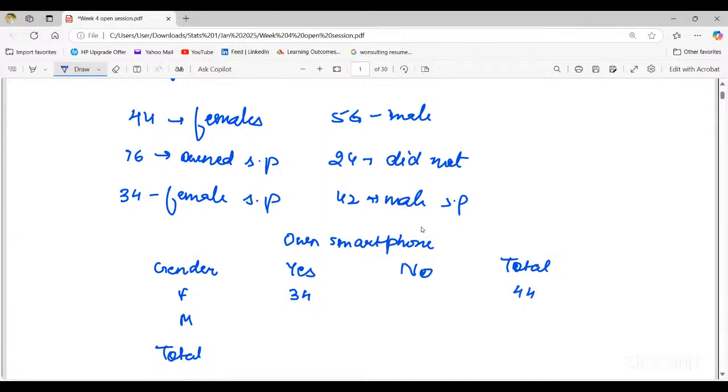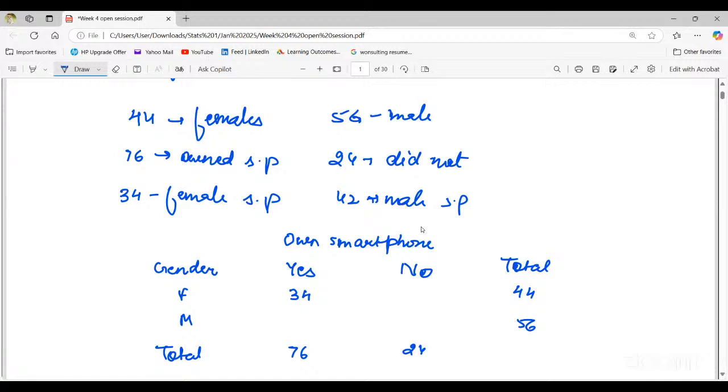Then we have 56 males. Then there are 76 who own a smartphone. That means there are 76 people who are having a smartphone. So in total, in the yes column, we would be writing 76. Is it fine? And in no, it would be 24.